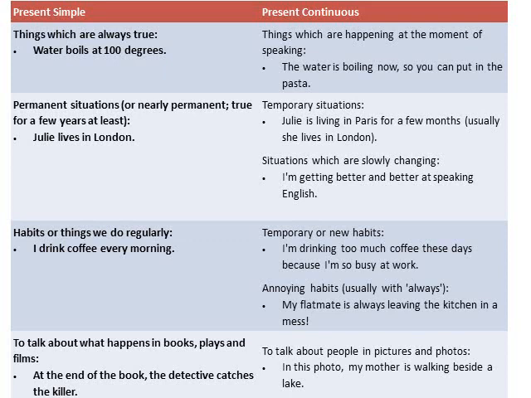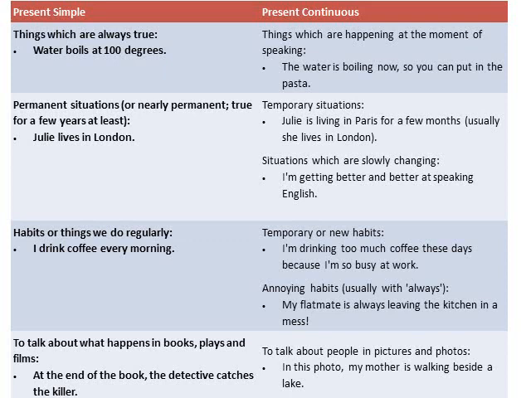Number 1. Things which are always true for the present simple. For example, water boils at 100 degrees. While with the present continuous, things which are happening at the moment of speaking, we have to say the water is boiling now. So you can put it, or you can put the pasta.